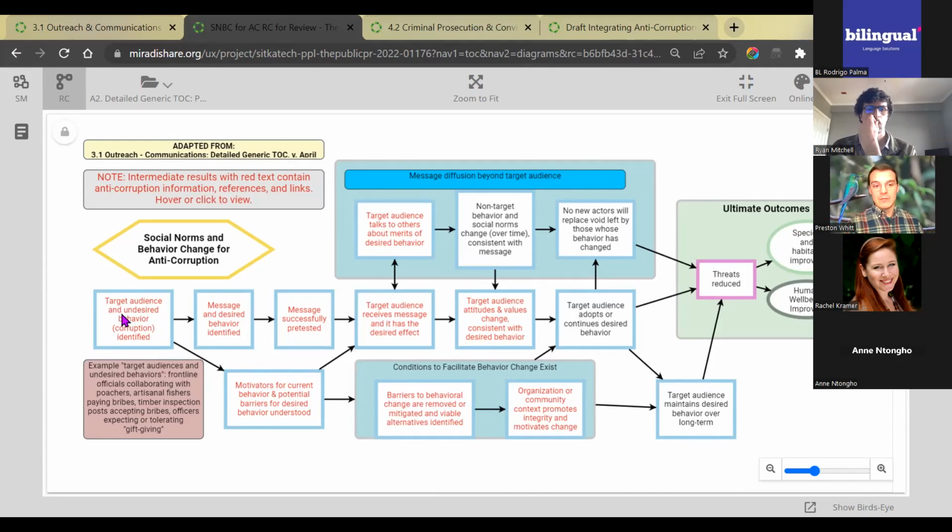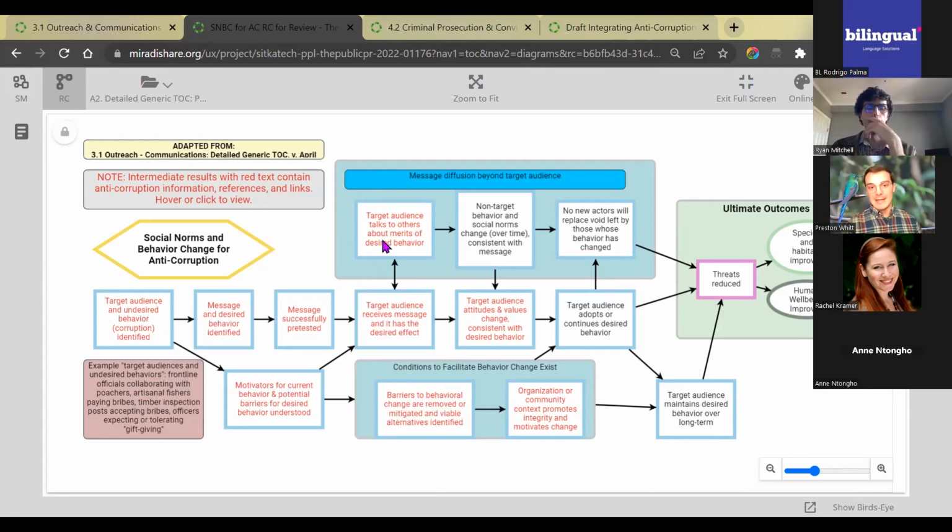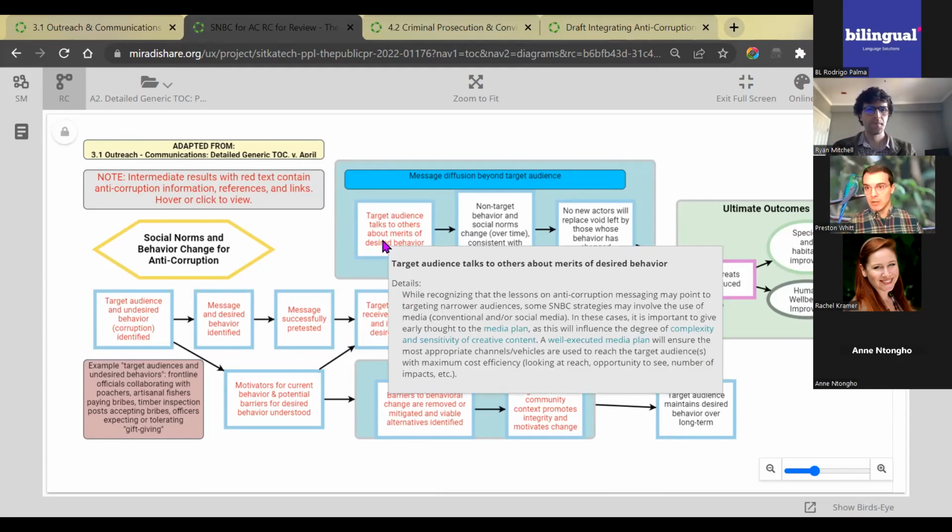But for each of the intermediate results with red text, we have added in additional content from the TNRC Knowledge Hub and other external resources. We have knowledge syntheses for each of those topic areas I mentioned, so a lot of this text is drawn from those. And as you can see, it has hyperlinks to specific pieces of guidance and additional information.